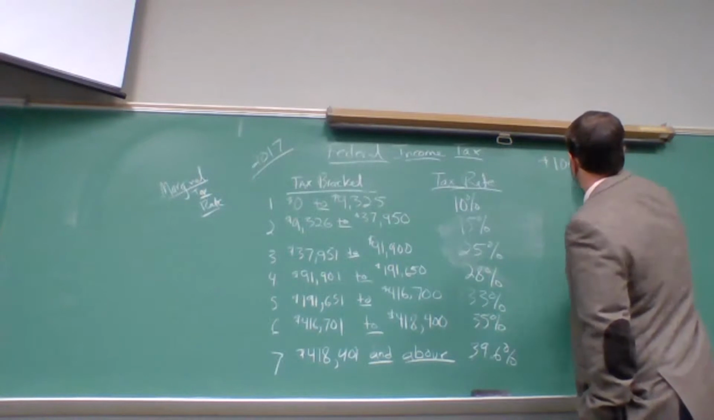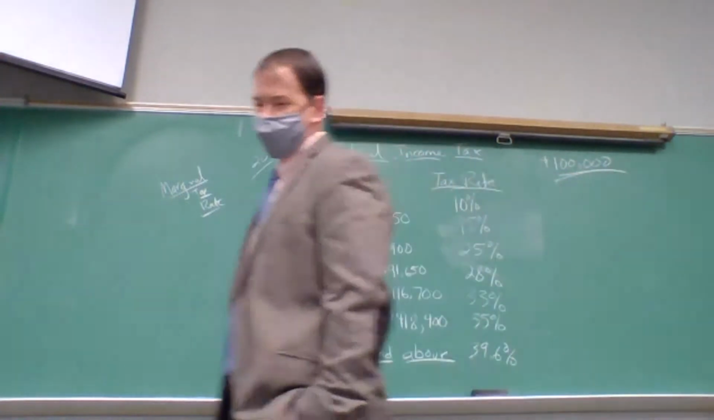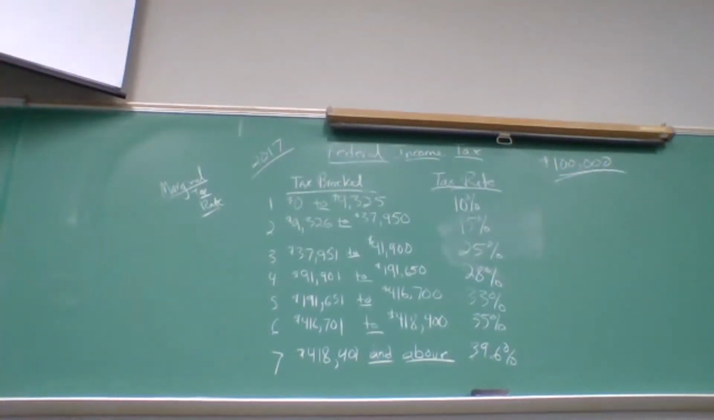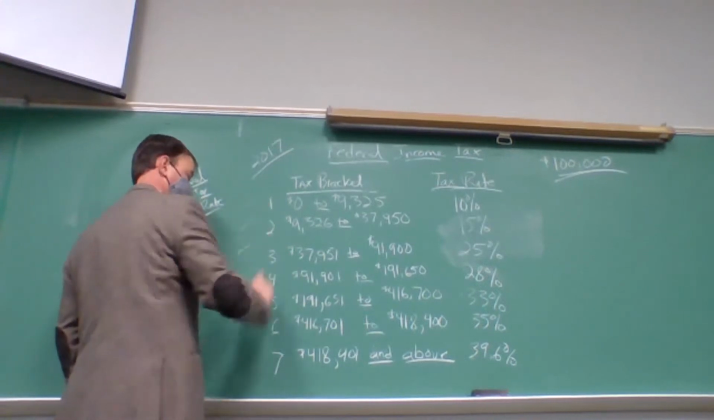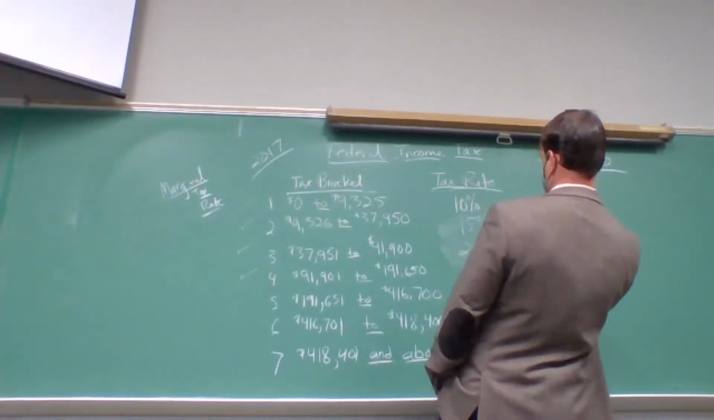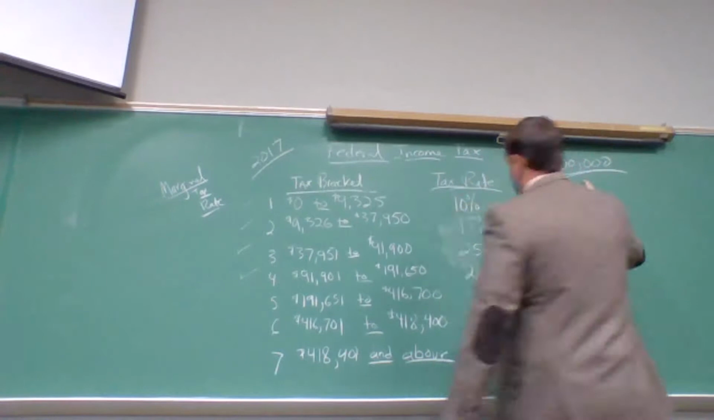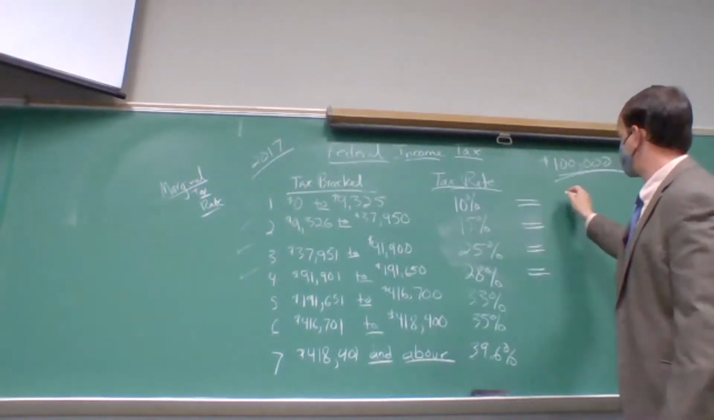someone earns 100K. That's their salary. What tax bracket are they taxed in? You said 4? So they're not in 5, they're not in 6, they're not in 7. Are they in 1, 2, 3? Yes. They are in this one, they are in this one, they are in this one, and they're in this one. How does that work? Well, their first 9,325 is taxed at 10%.